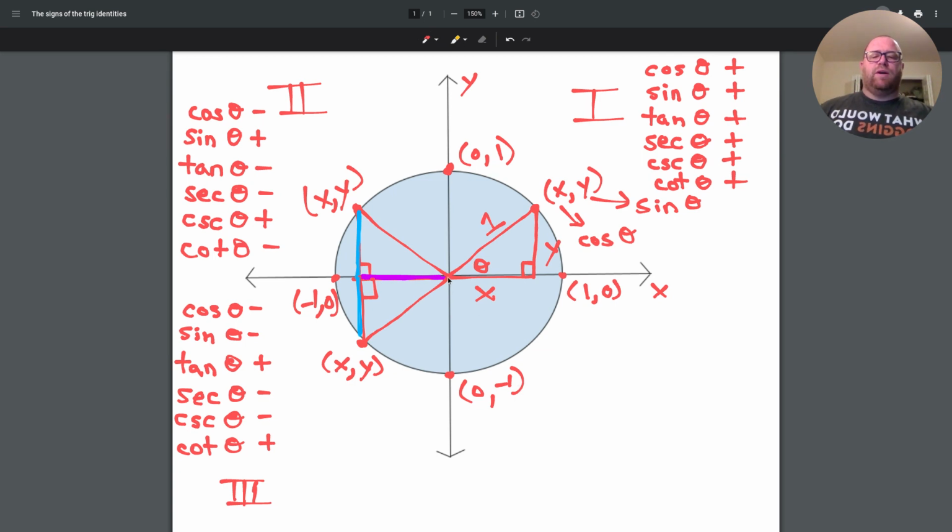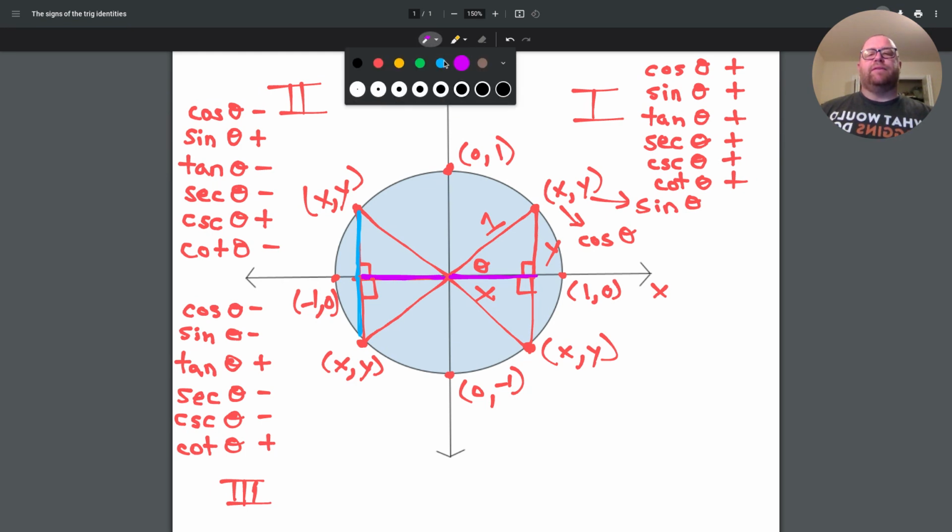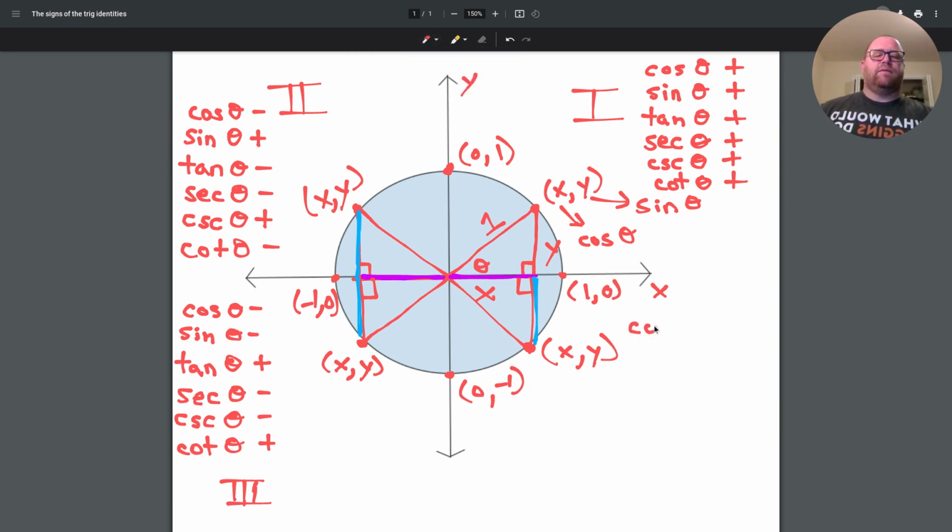All right, so now if we move to quadrant 4, we've got our x and y here. So now x is going to be positive, and y is still going to be negative. So because x is positive, the cosine of theta is positive. Because y is negative, the sine of theta is going to be negative.